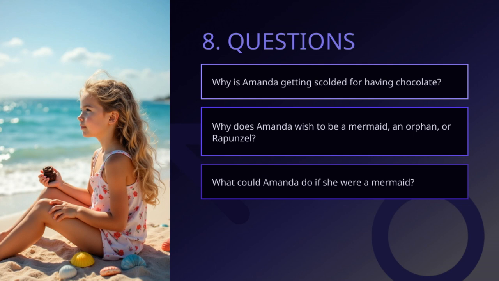Finally, we see why Amanda is getting scolded for having chocolate. It's usually because she's not supposed to eat it at that moment, or maybe she made a mess. This highlights how rules and boundaries work, and how sometimes small things like chocolate can lead to big reactions. These questions tie into the overall theme of understanding characters' desires and the reasons behind their actions. They encourage us to think deeper about the choices characters make and what those choices reveal about them.